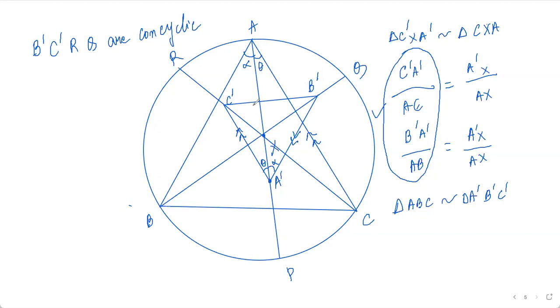If they are not parallel, the angles cannot be equal. So the angles are equal. This angle at C dash should be equal to the angle at C, right? So from there, can we prove that they should be parallel?